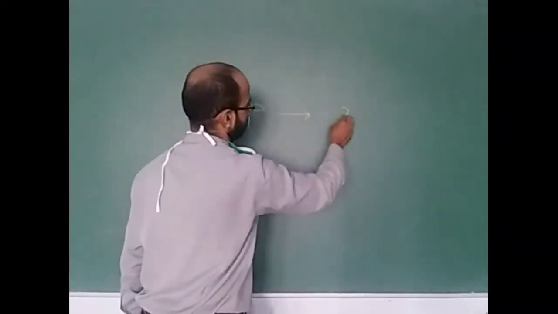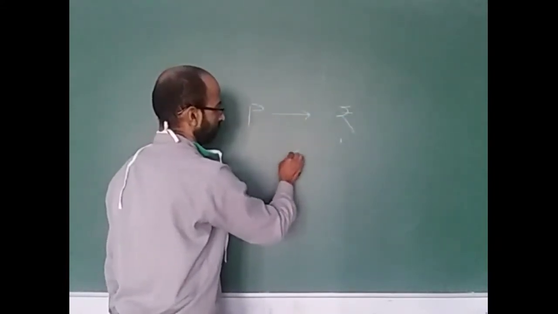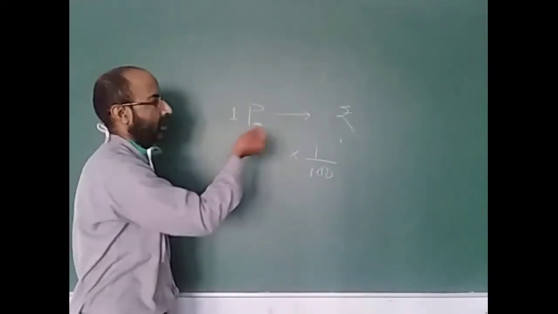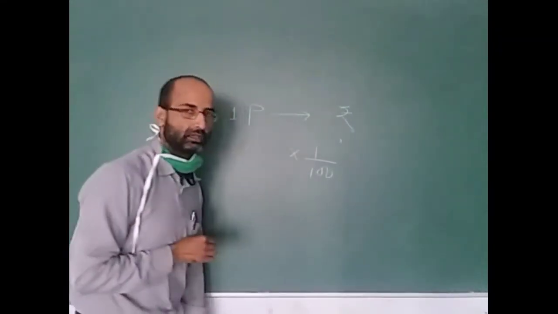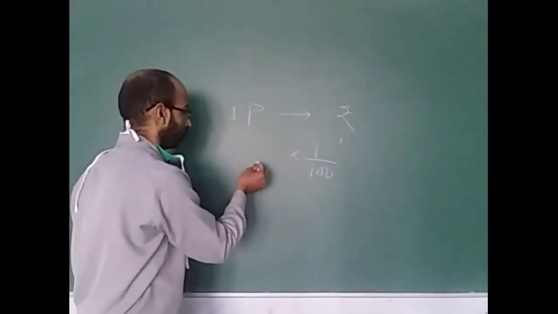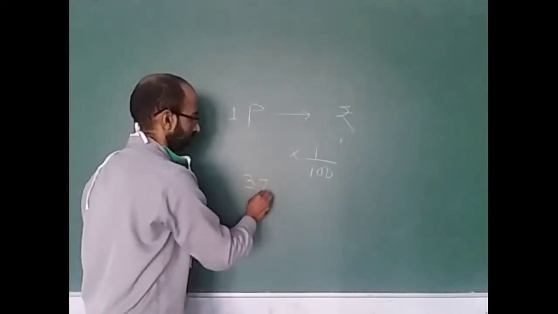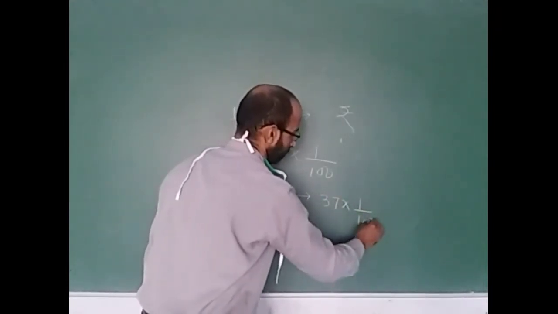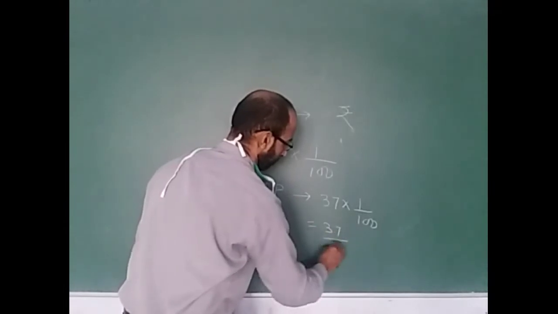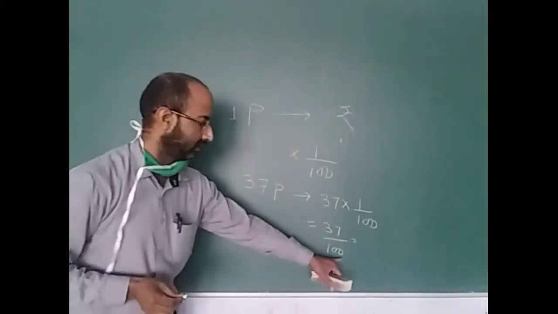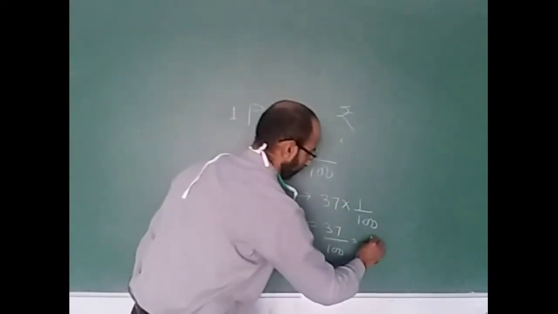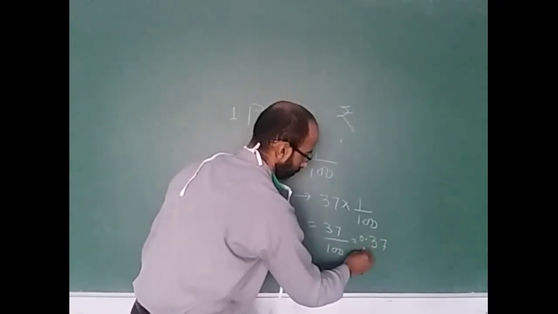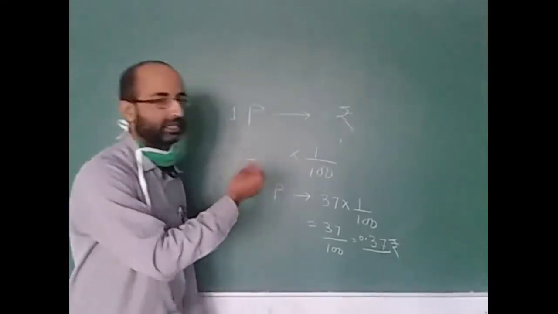Similarly, if we have to convert paise into rupees, then we just multiply the given number by 1/100, because 1 paise is 1/100 of a rupee. Now, suppose you have to convert 37 paise into rupees, then 37 multiplied by 1/100 gives 37/100. There are 2 zeros in the denominator, so in the numerator, from the right side, after 2 digits we put the decimal. Like this we convert paise into rupees.